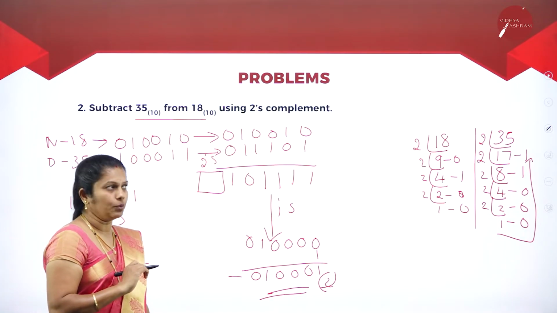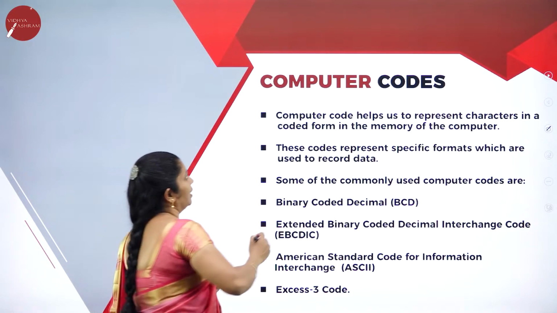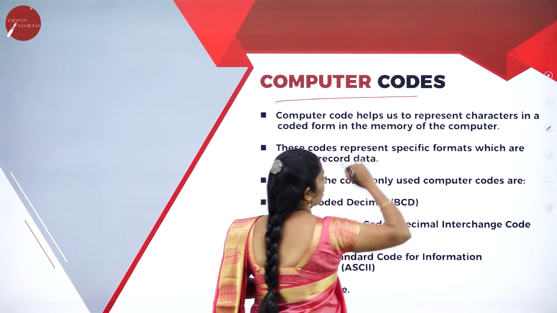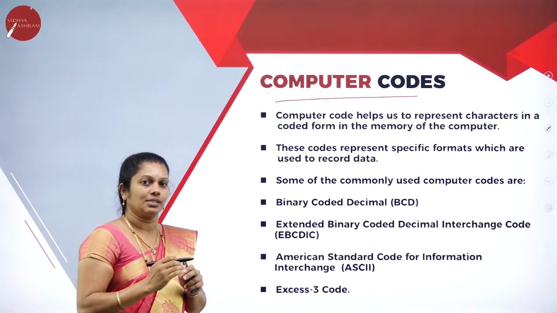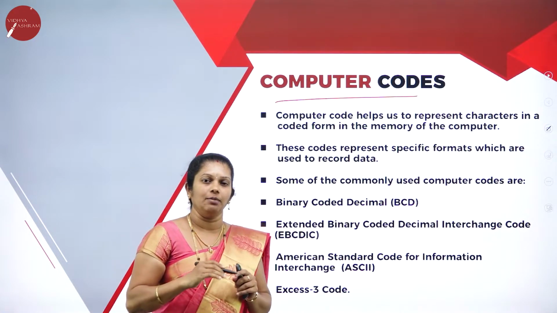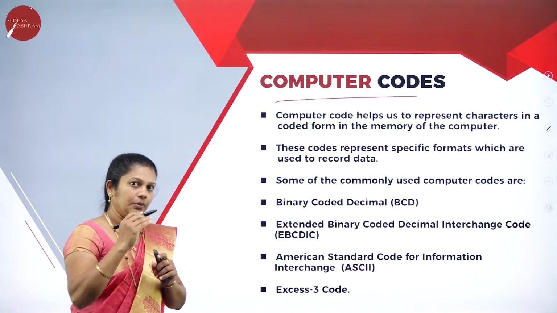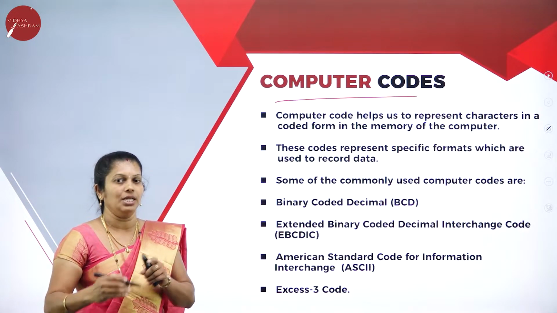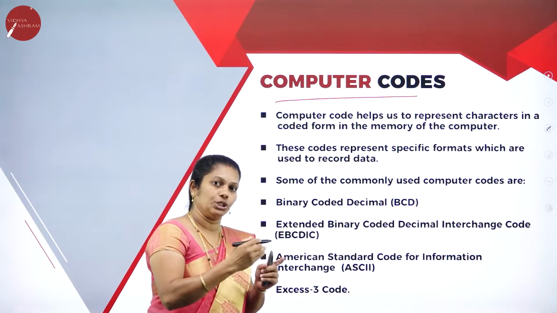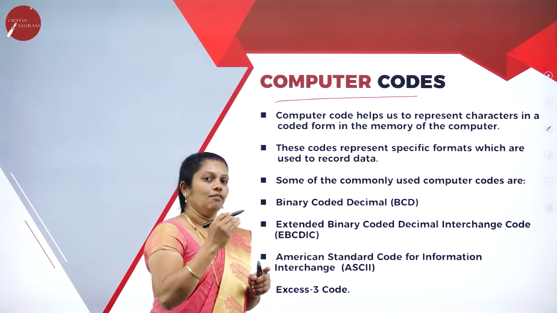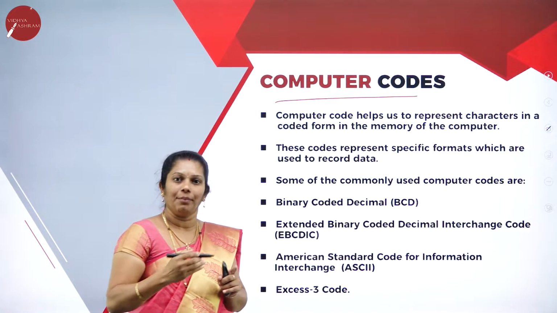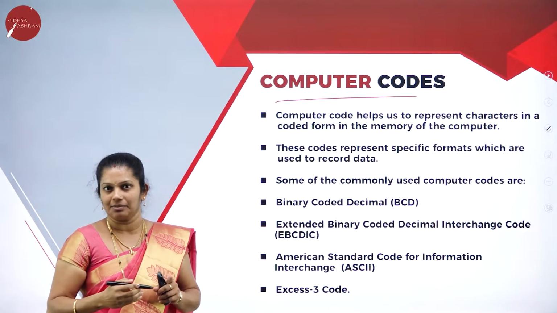Now is it clear for all of you? Next we will explain regarding computer codes. What do you mean by computer codes? When we came to number systems, I already told you there are types: positional and non-positional. When you come to positional, there are 4 types: decimal, binary, octal as well as hexadecimal.